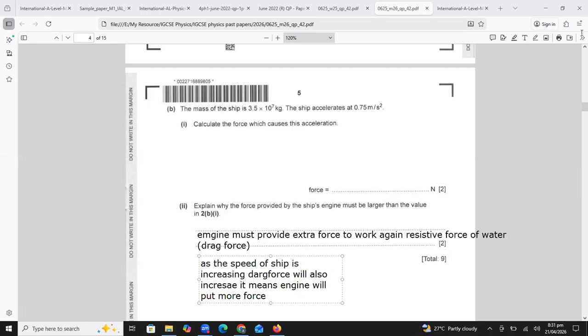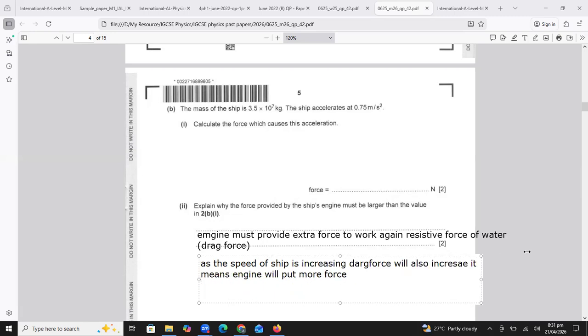All right, students. So I'm repeating, as the speed of the ship is increasing, drag force will also increase. It's similar to air resistance. As the speed of the ship is increasing, drag force will also increase. So as the drag force is increasing, it means that the engine needs to put in more force to overcome this resistive force. Did you understand this question, students? Please note down this answer. All right, so we can move towards the next question. Done, everyone?